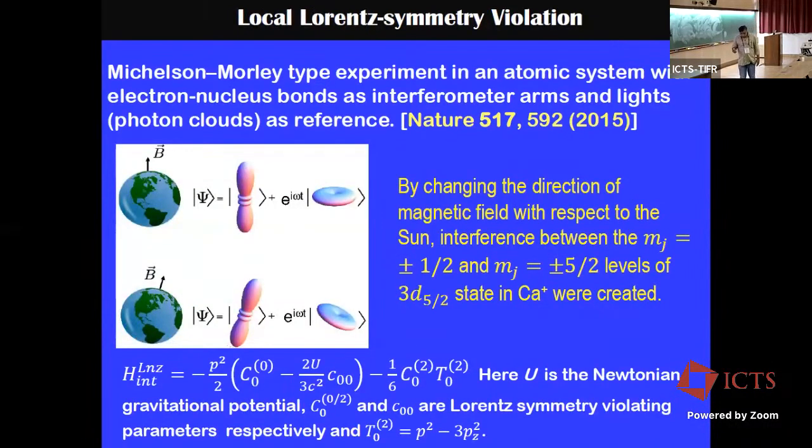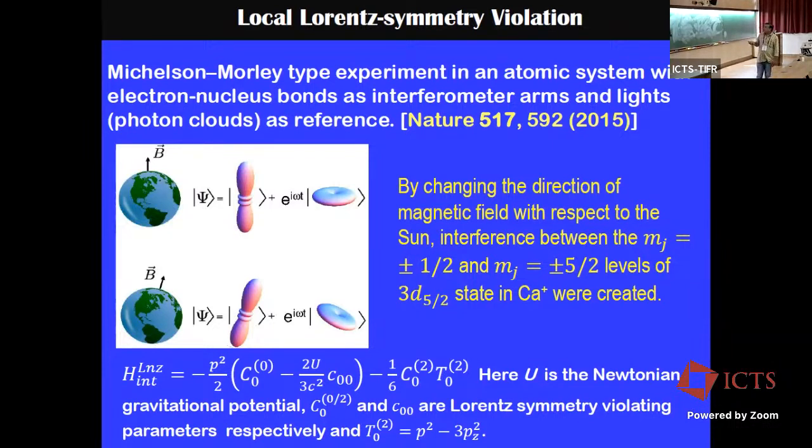There are also other fascinating things people are trying to study using atomic systems. There is another way of testing local Lorentz symmetry violation in an atomic system. This experiment was conducted in the US. They considered a calcium ion and tried to measure the interference between the electron in the ground state, that is the mj equal to half state, and the D5/2 state with mj value equal to plus or minus 5/2.